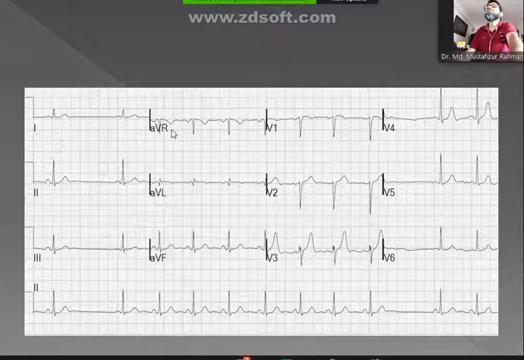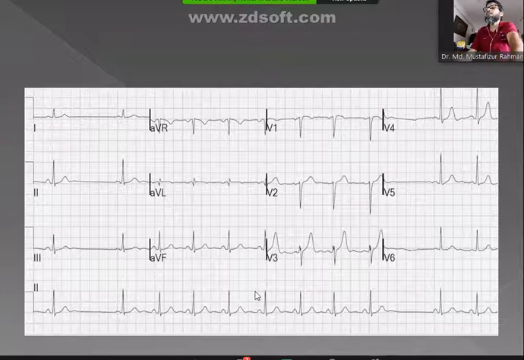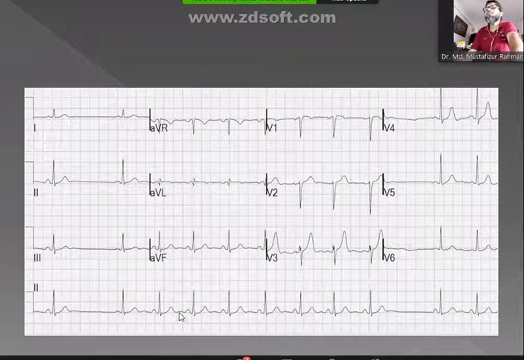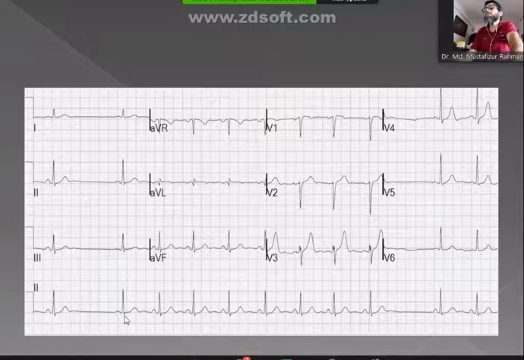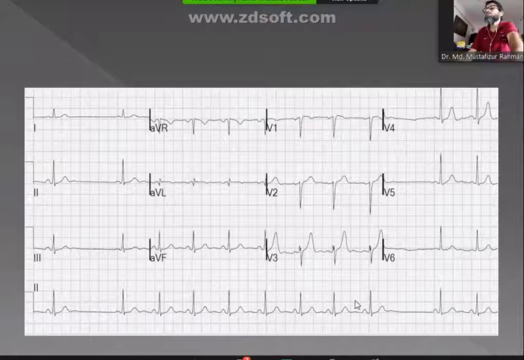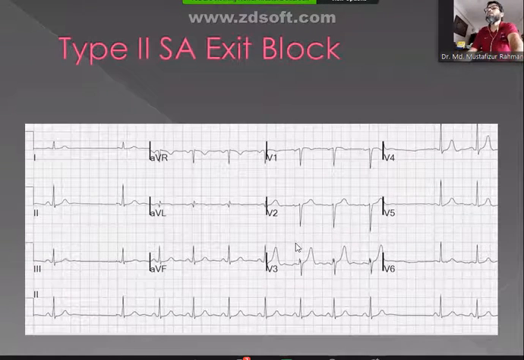This ECG, the rhythm strip of lead 2, is showing that the rhythm is irregular. There is some blockage. Every P wave is followed by a QRS complex, but here there is no P wave, and here there is no P wave. So it is a case of sinus nodal problem. The previous P wave interval is double that P wave interval. If it is so, it is the type 2 SA exit block.